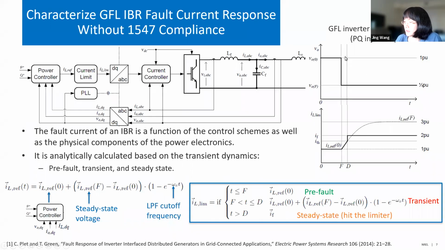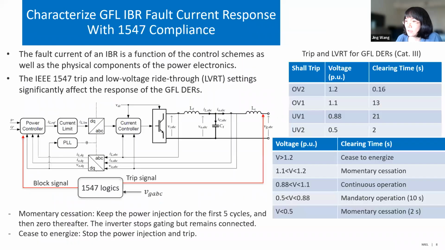When the voltage goes low, for example, a step response from 1 to 1/3 pu, we can see how the current looks. It experiences a transient, hits the limit and then saturates. So that's how the inverter output fault current looks under the scenario without 1547. The next slide will show you how the grid following inverter fault current looks with 1547 compliance, because this is quite an important feature to look at.